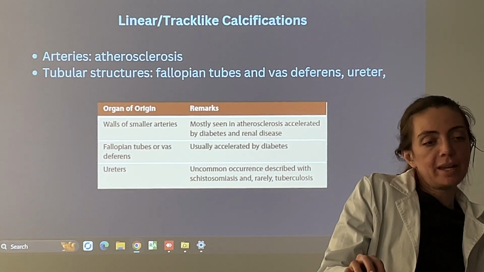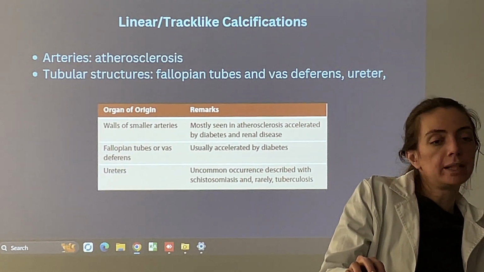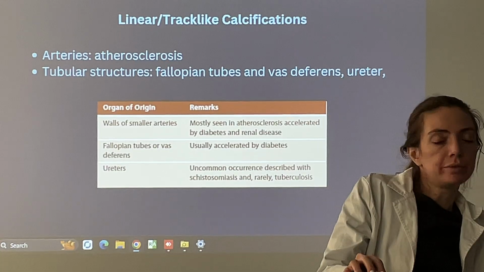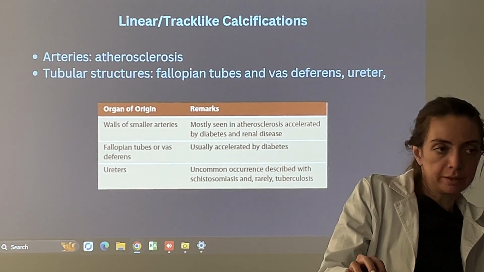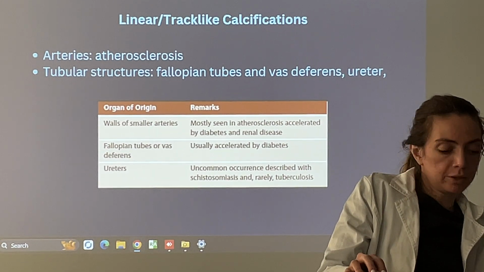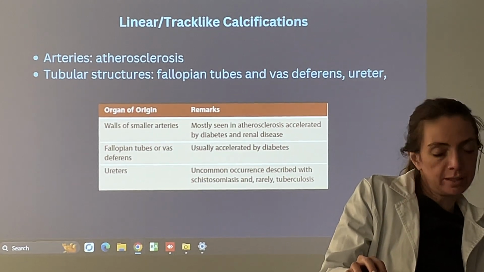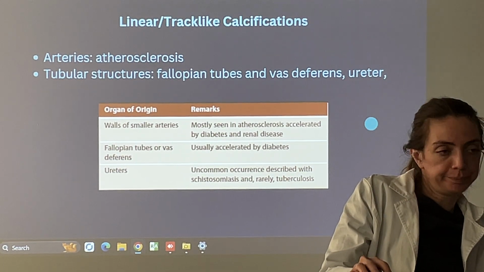Then we may have tubular structures that are calcified, linear or tract-like, and that is seen more often in diabetes. Ureter can also be calcified, linear and tract-like. Uncommon finding seen in schistosomiasis and even more rarely in tuberculosis.